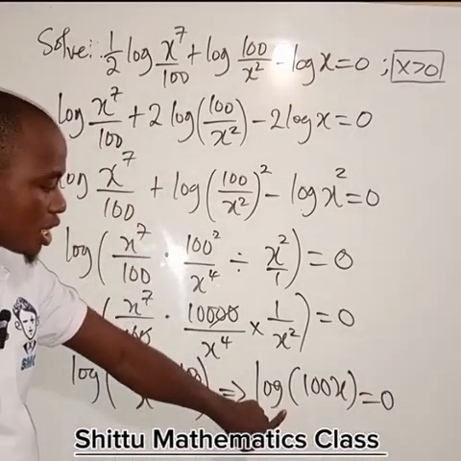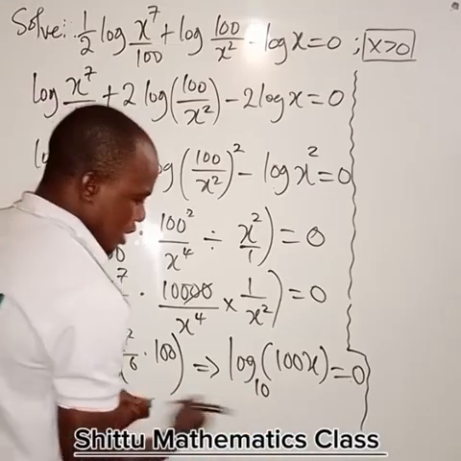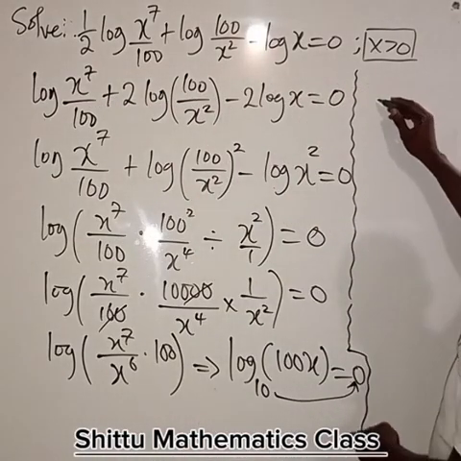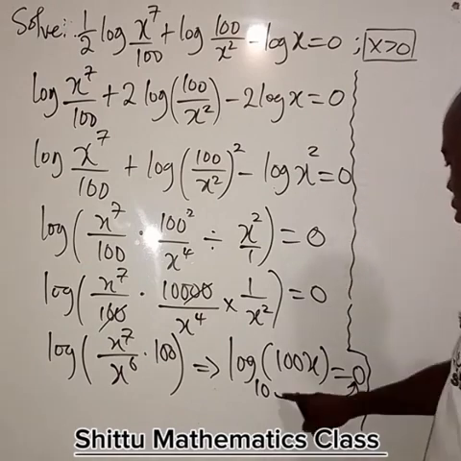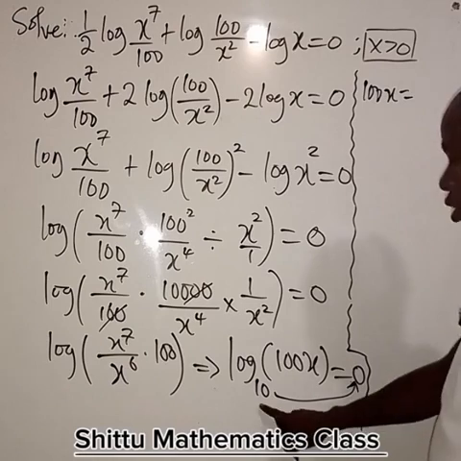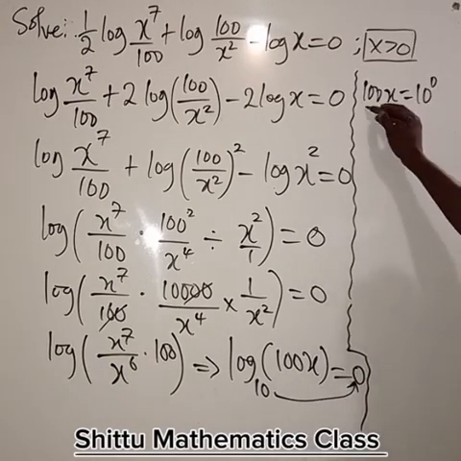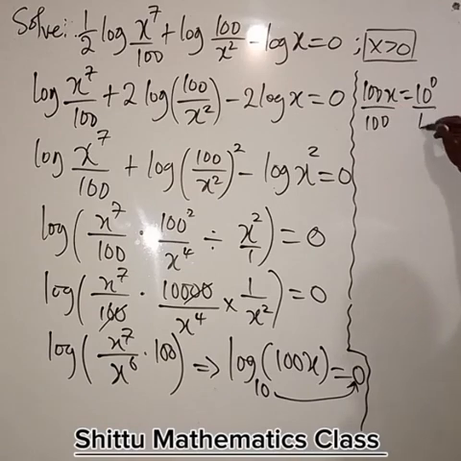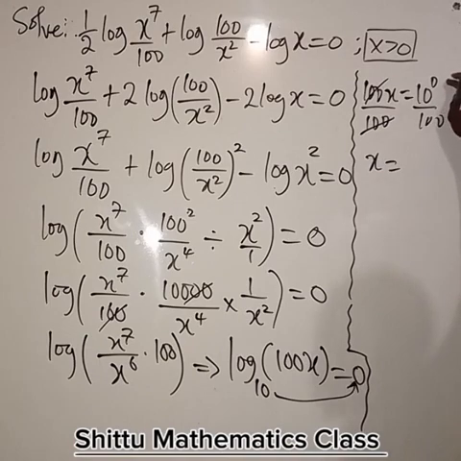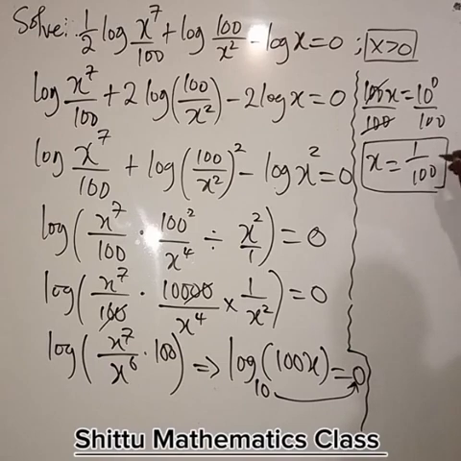So now from here, don't forget that the base here is 10. I have 10 here. So now we can write this as 10 to power 0. So where we're going to be having 100x equals 10 to power 0. Then we divide both sides by 100, and this cancels this. So we are going to be having x to be 10 to the power 0, which is 1, so 1 over 100. So now this is the solution to the problem.